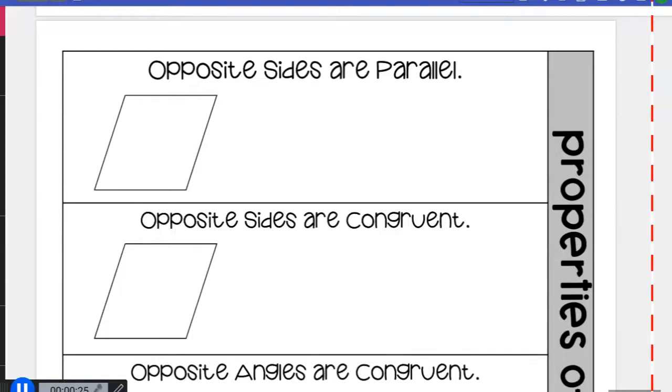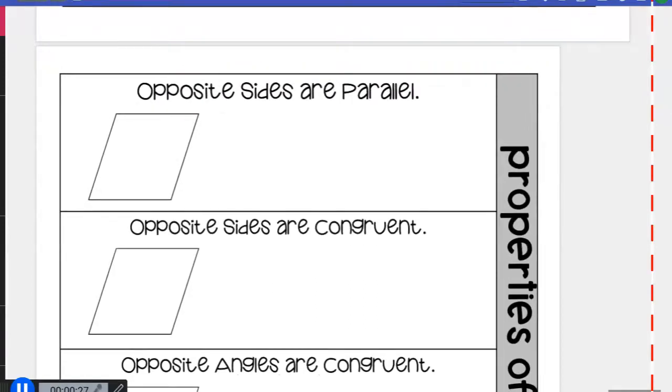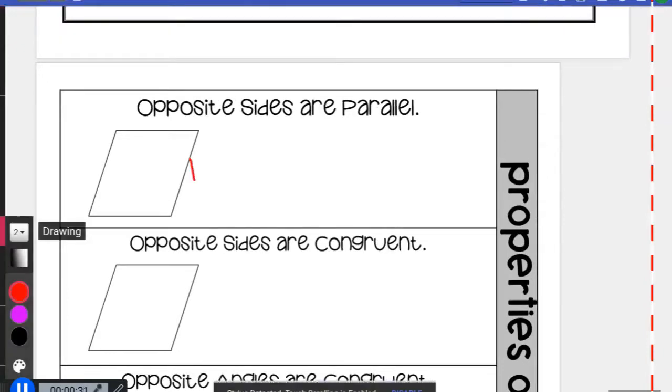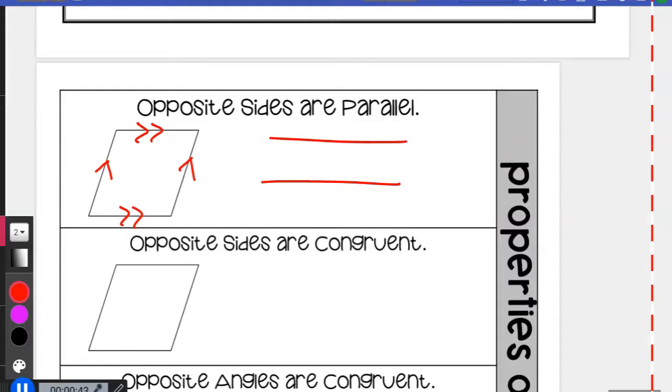Opposite sides are parallel. So we're just going to mark that. So this side is parallel to this side, and the top and the bottom are parallel to each other. So if we've got opposite sets of parallel sides, guess what? We're going to have things that happen with parallel lines, like same side interior, alternate interior, alternate exterior. Those kinds of angles are creeping back.